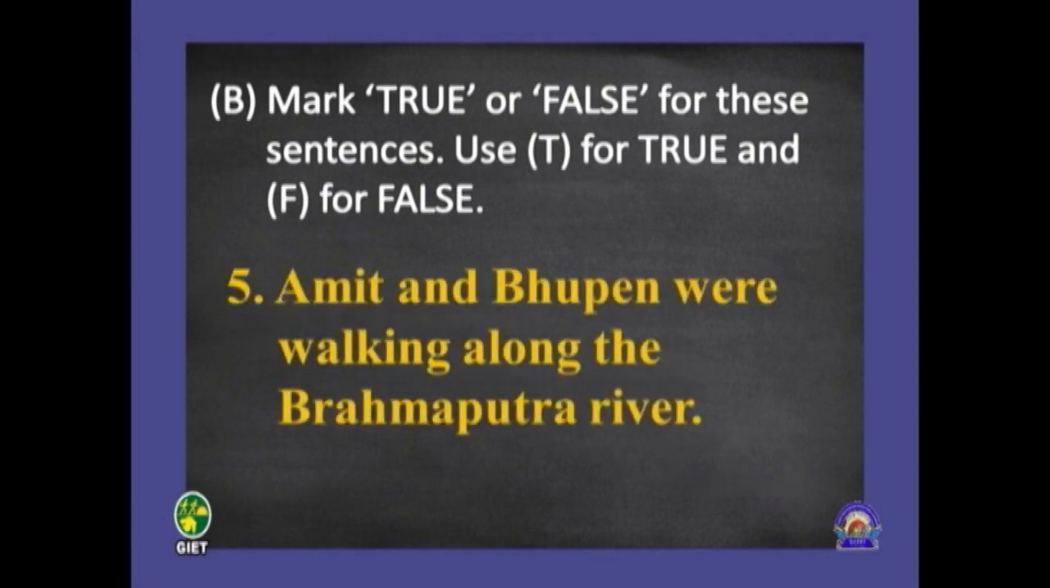Fifth, Amit and Bhupen were walking along the Brahmaputra river. Is it true or false? Yes, true. Amit and Bhupen were walking along the Brahmaputra river. True and false done?